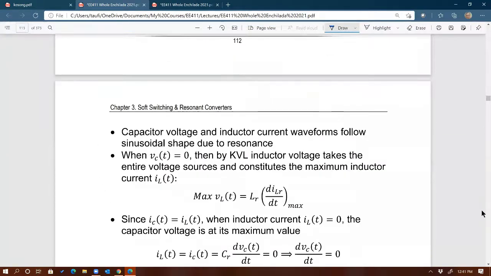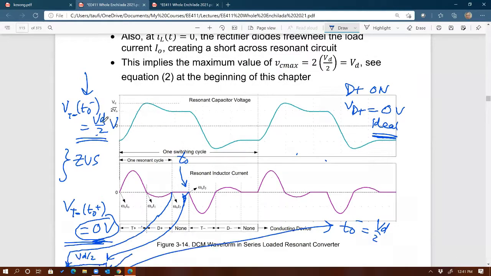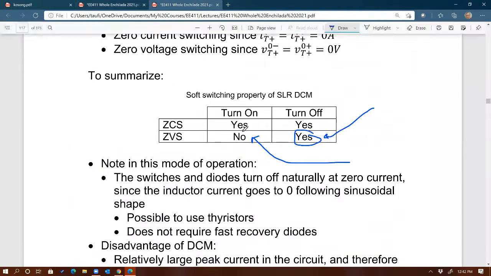All right, so going back to here. At T0 minus, we have a voltage of exactly VD/2 across the switch. After we turn on the switch, obviously it's going to be 0 volts because it's an ideal switch. Therefore, we have a jump from a VD/2 drop to 0. So it's a no for ZVS, right? That's what we have here. Any questions on this?